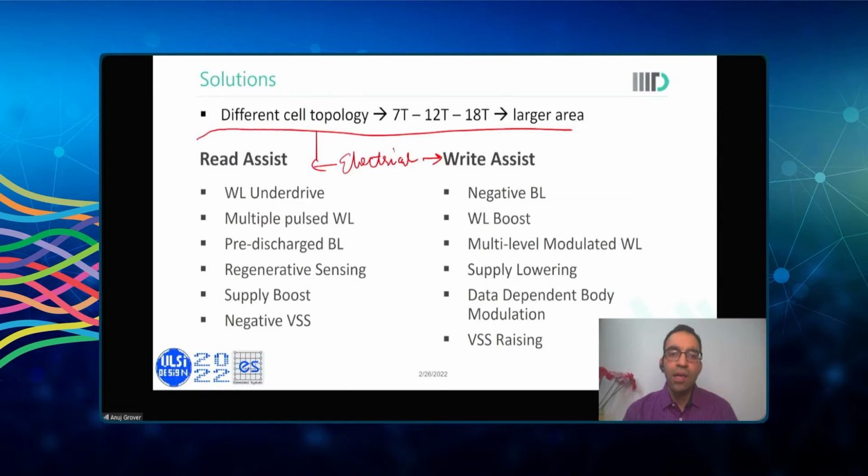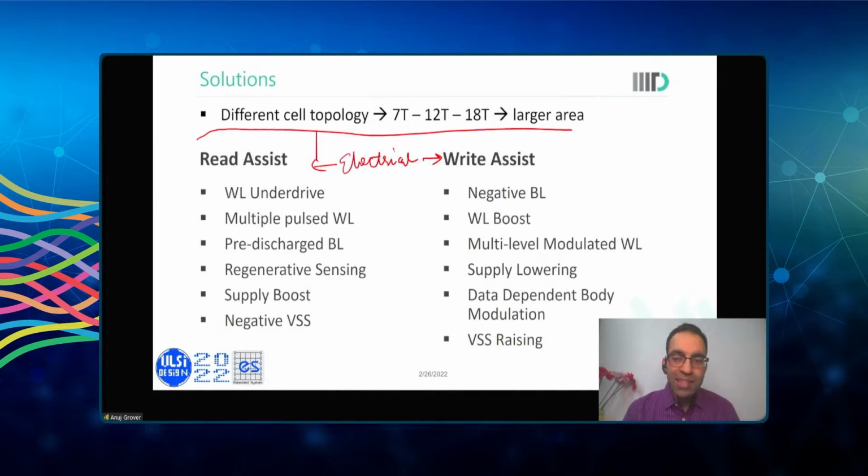Pre-discharged bit lines is another scheme where we say that the voltage that you apply across the potential divider of access transistor and pull down in itself is less, which ensures that the noise injected into the memory cell is reduced. Similarly, you have regenerative sensing in which the sense amplifier writes back into the memory cell. You have supply boost, a power intensive scheme, and negative VSS schemes also.